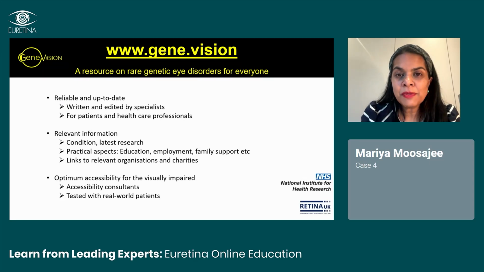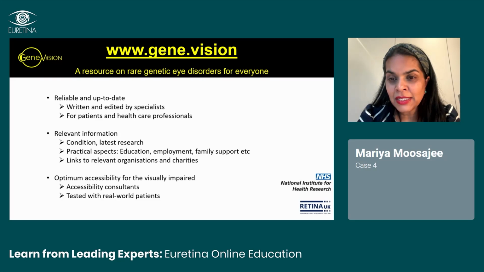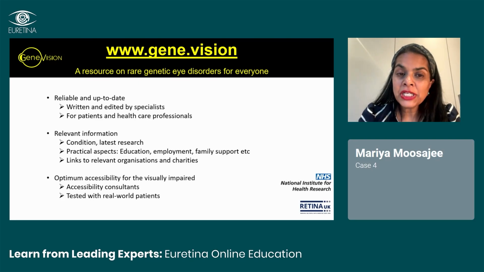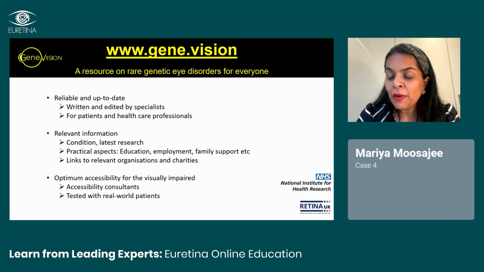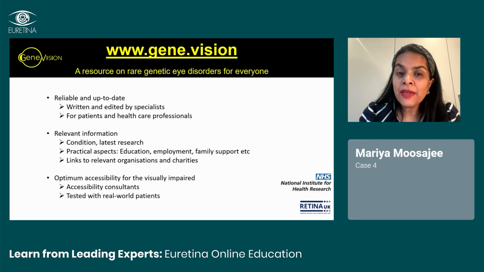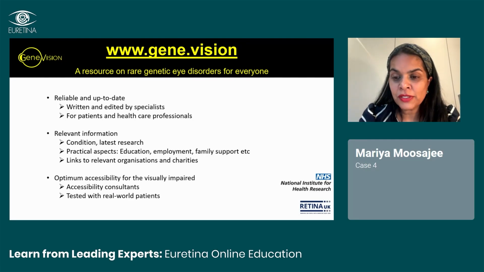And then this website, gene.vision, is a website that, again, I created at Moorfields with the funding of the National Institute for Health Research and Retina UK. But essentially, it's a completely accessible website, both for patients and professionals. So, for example, if you type in Usher syndrome, there will be a page for patients and a page for healthcare professionals. For us, it will be in language that we understand, but for the patients, it will be fully in lay language.